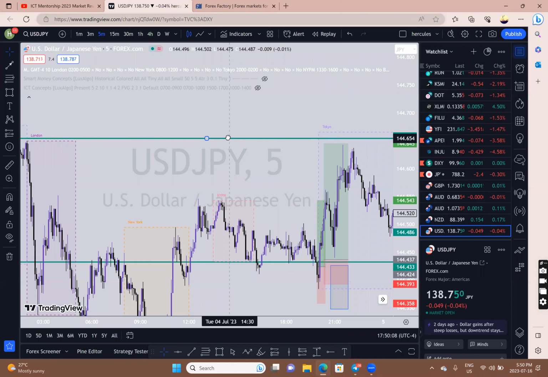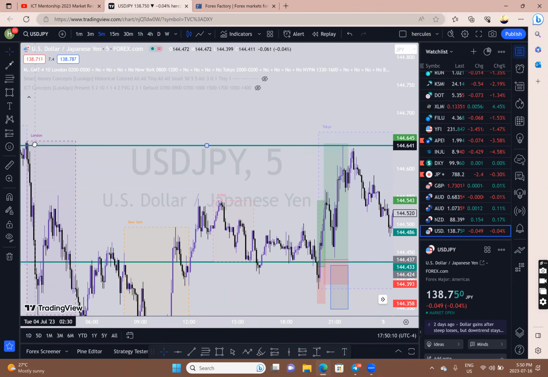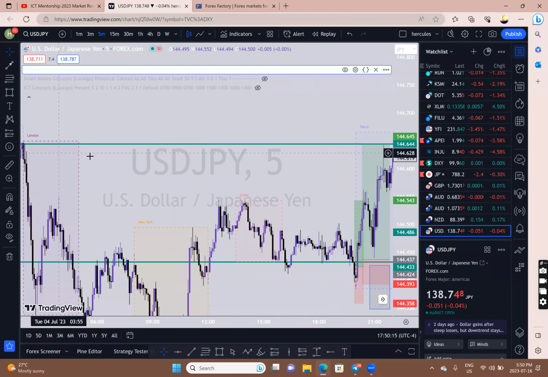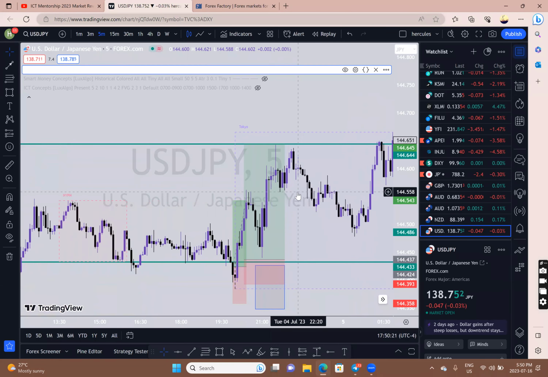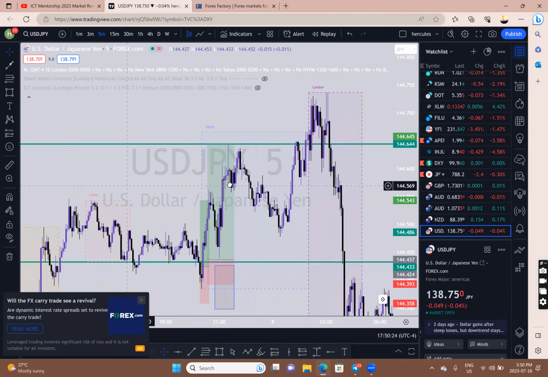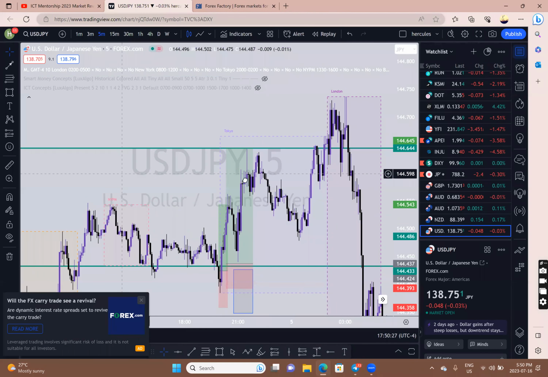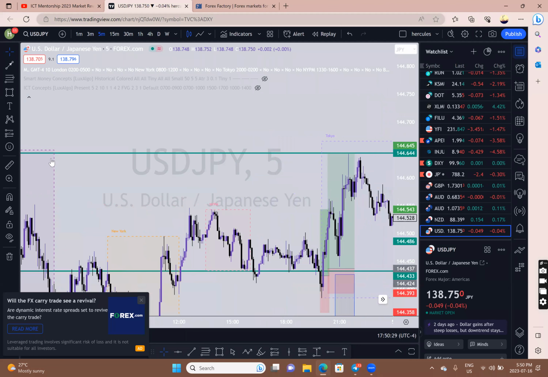Tokyo kept pushing up and it filled all these imbalances. And then it went to the top of London's highest point. And yeah, after that, it reversed. That is how you make sure you don't become liquidity in the market: by closing your trades a little bit before these market sessions are opening.